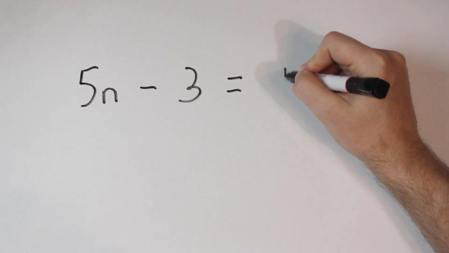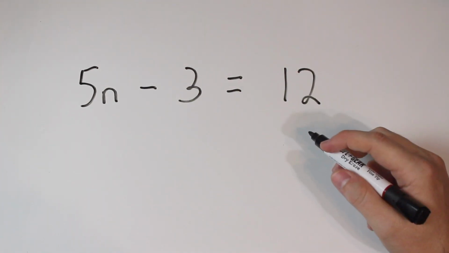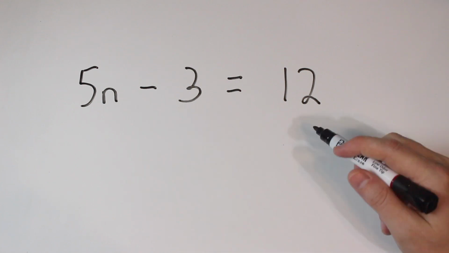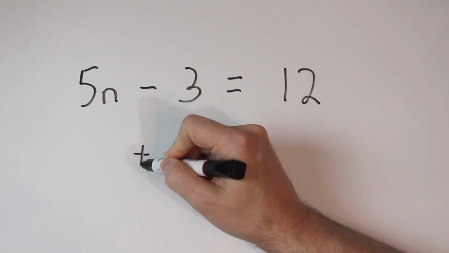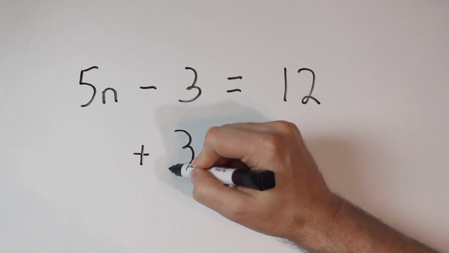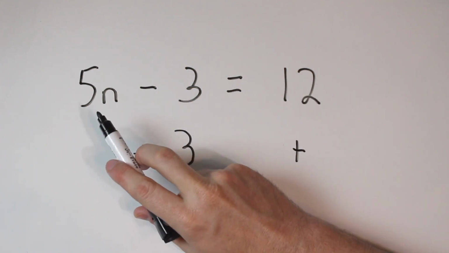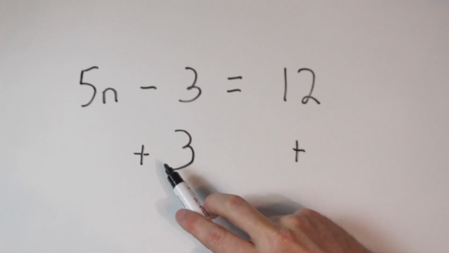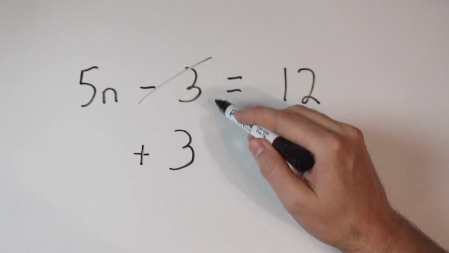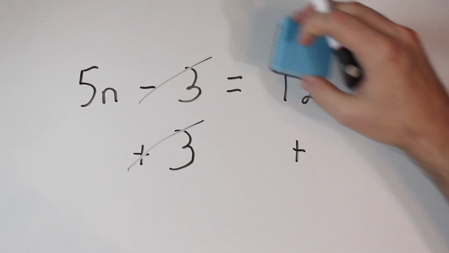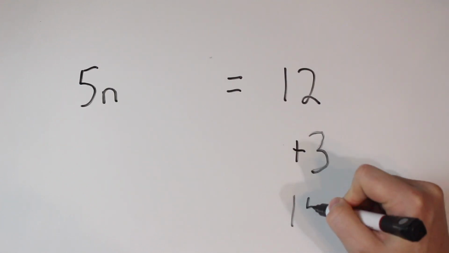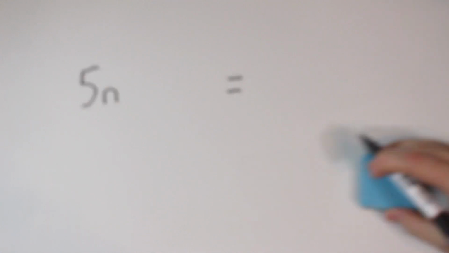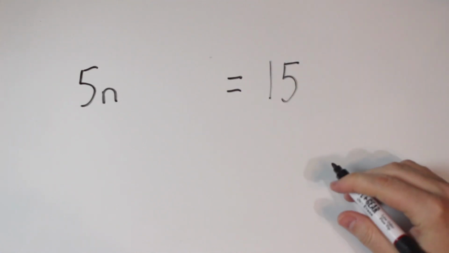The next one is 5n minus 3 equals 12. The primary difference with this problem is that it has subtraction here rather than addition. So how do we undo subtraction? We use addition. When we add 3 to this side, we have 5n minus 3 plus 3. The minus 3 and plus 3 cancel out. When we add 3 to this side, we get 15. 5n equals 15 is the first part of our answer.